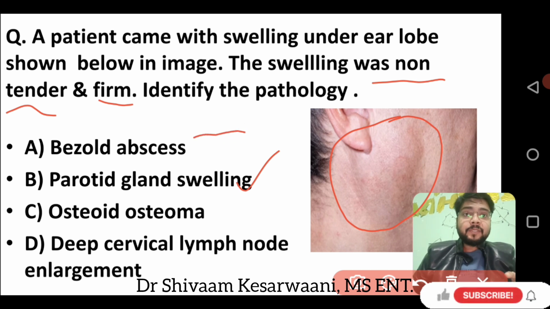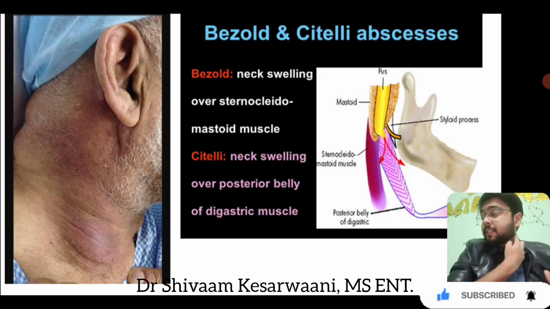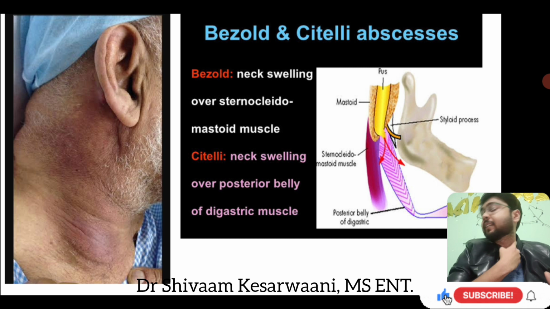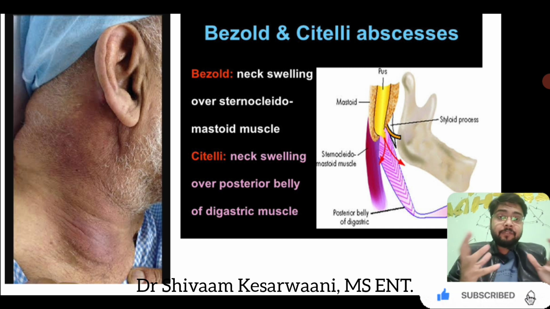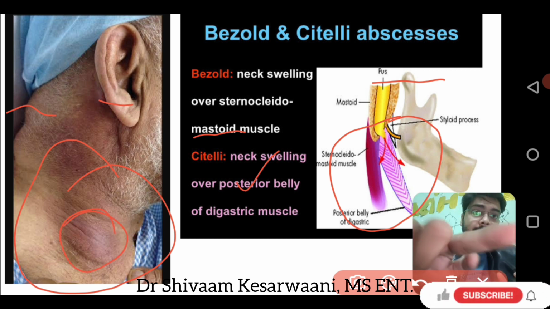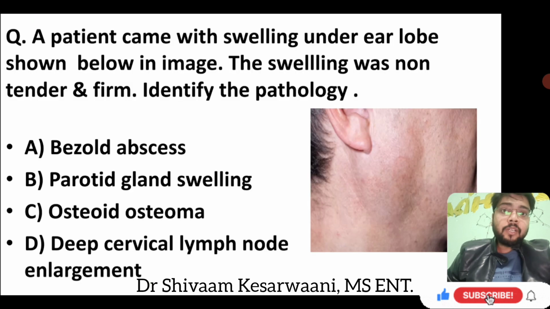abscess. So Bezold abscess is a swelling in the sternocleidomastoid area. Basically, it's a complication of mastoiditis where the pus percolates after eroding the mastoid cortex and gets collected in the sternocleidomastoid, and it will always be tender. An abscess, if we apply our common sense, will always be tender, like here seen in the image, right? So it's near the SCM, and it is a tender swelling, so it cannot be Bezold abscess.